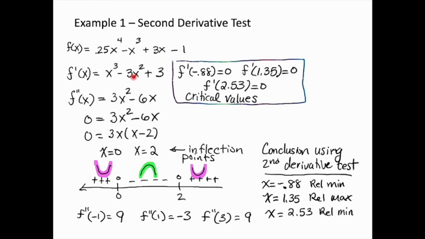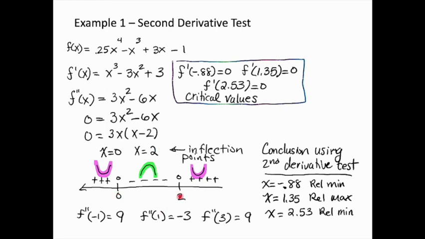Now let's find the second derivative. So I'm going to take the derivative of the derivative. When I find the second derivative, I get 3x squared minus 6x. Now I'm going to find the critical values for the second derivative because we're going to use those to create our sign chart. So when I factor this and I solve for x, I'm going to get 0 and 2. So that's what I'm going to use to split up the intervals on my sign chart for the second derivative.